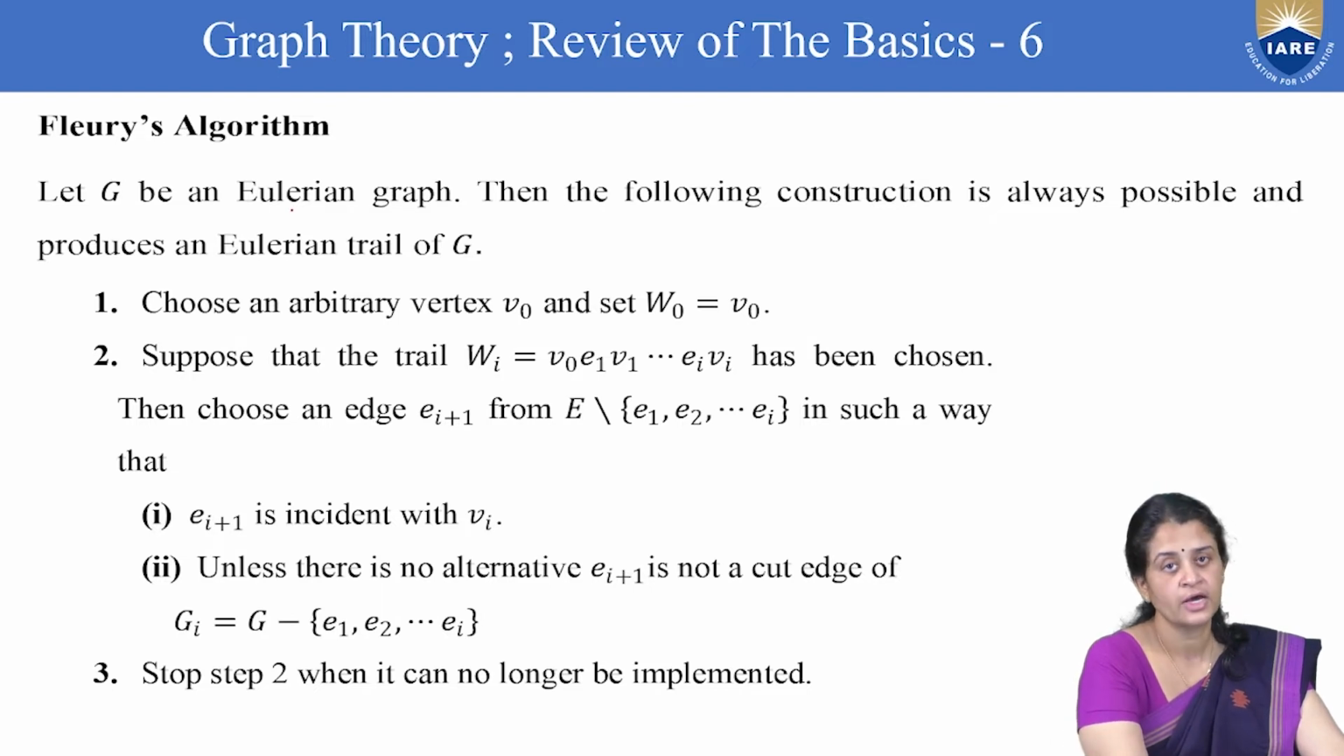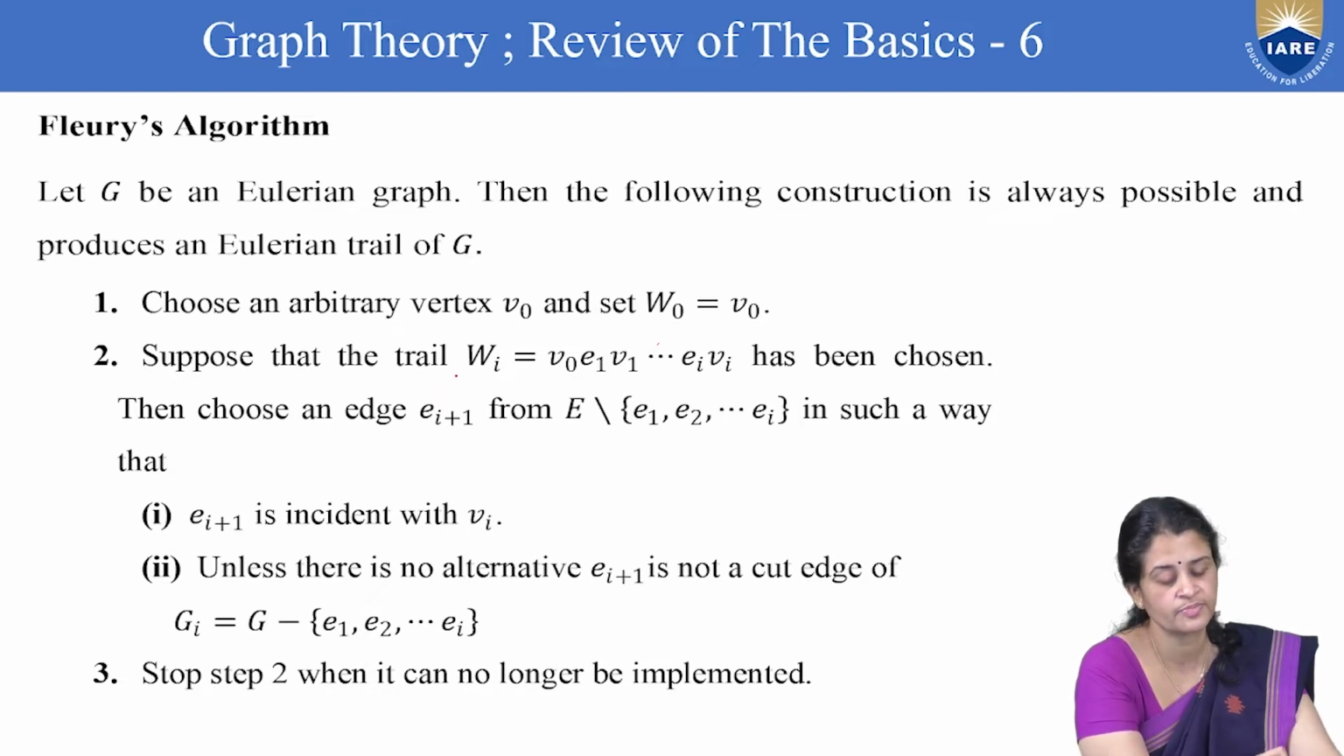Let G be an Eulerian graph. Then the following construction is always possible and produces an Eulerian trail of G. Choose an arbitrary vertex V0, then set the walk W0 to be V0. Suppose we have a trail. A trail means an alternating sequence of vertices and edges in which no edge repeats.